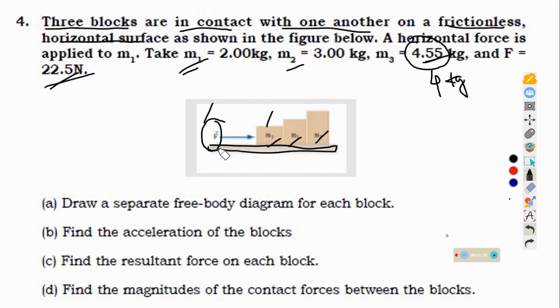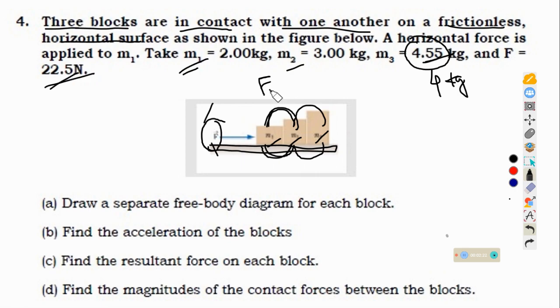So directly applied force F is there, and M1, M2, M3, three blocks are in contact. So along with this applied force F, there will be contact forces between them: between M1 and M2, M2 and M3, or M3 on M2, or M2 on M1. Means M1 block applies a force on M2. As per Newton's third law, M2 block also applies force on M1. Both are considered as contact forces. As per action-reaction pair, both values will be equal.